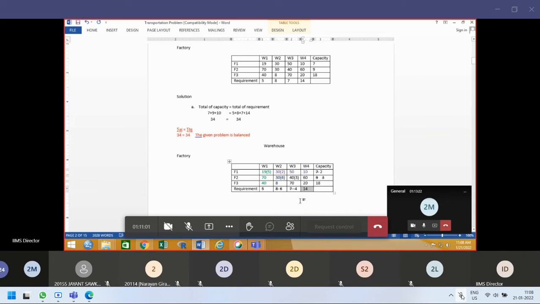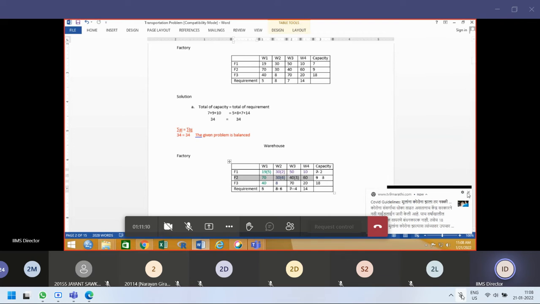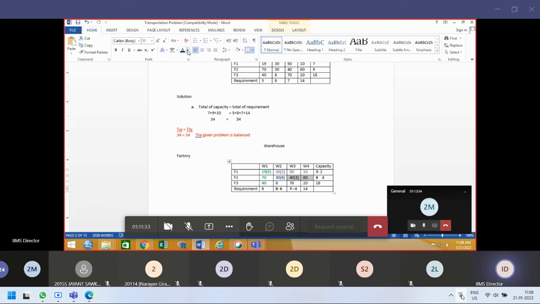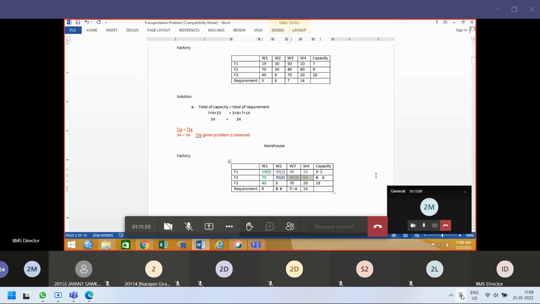Next. Now, what is completely blocked now? Factory 2 is completely blocked, because 6 plus 3 is already allocated, right? Okay. Now, where should I move? I have to come down to the next, Factory 3. So this is completely blocked, so I can change the color, right? Okay. Not visible, no?